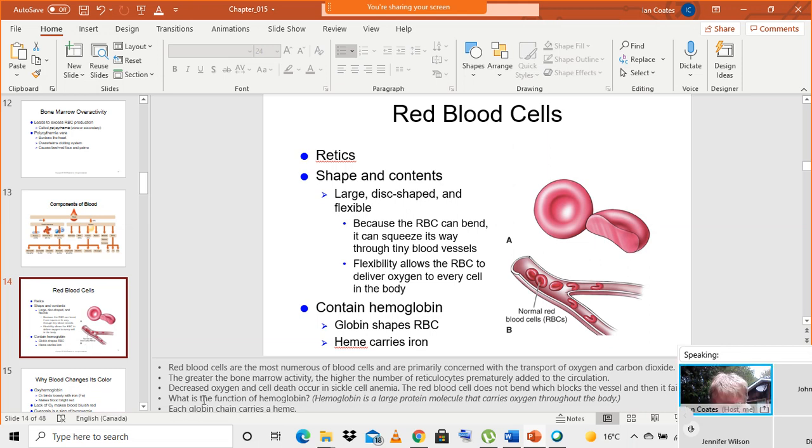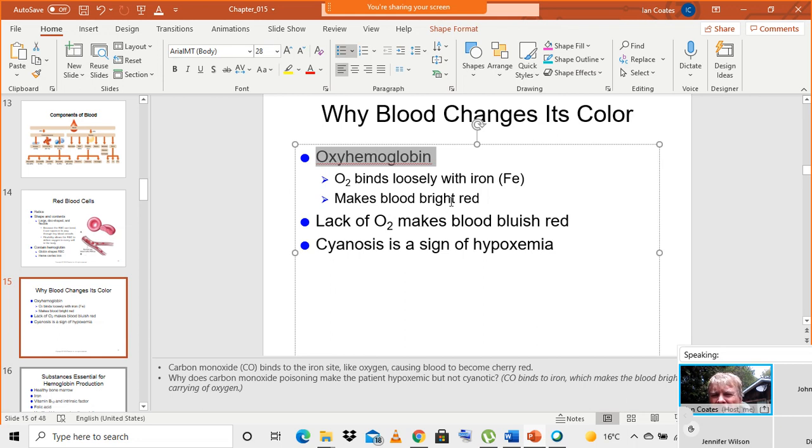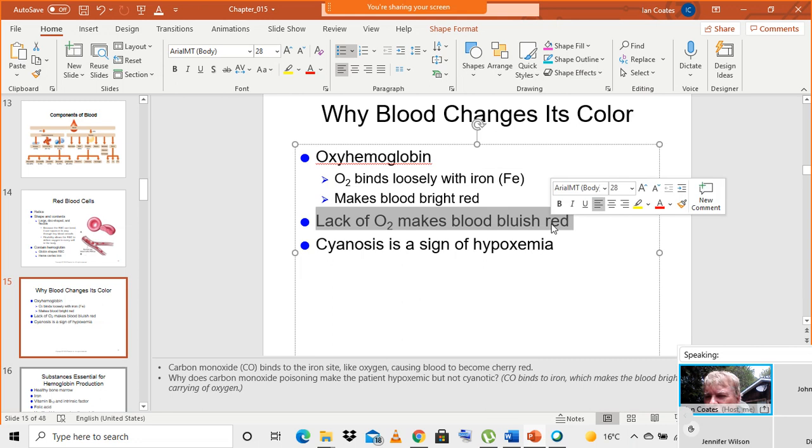And what is the function of hemoglobin? Carry oxygen. Why does blood change color? Oxygenated blood that has oxygen, we actually call it oxyhemoglobin. Okay? And bright red. Okay? And lack of O2 makes the blood kind of a bluish red.